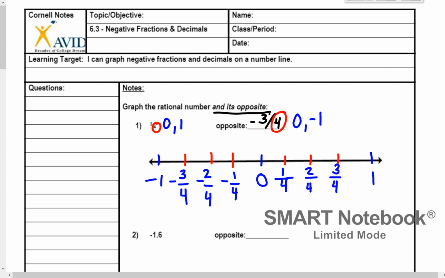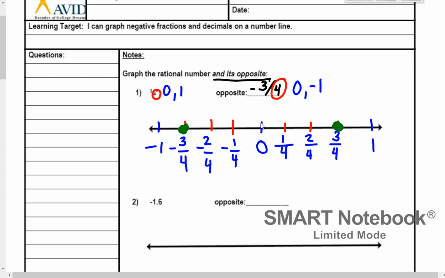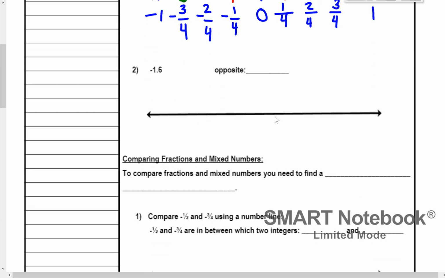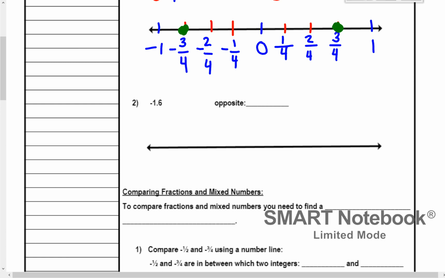For our last step, we just put our dots on 3/4 and negative 3/4. And we are finished. Let's do another example, similar, but with decimals instead of fractions. We want to graph negative 1.6 and its opposite. First we need to decide what is the opposite of negative 1.6. I want you to write that on the opposite blank.